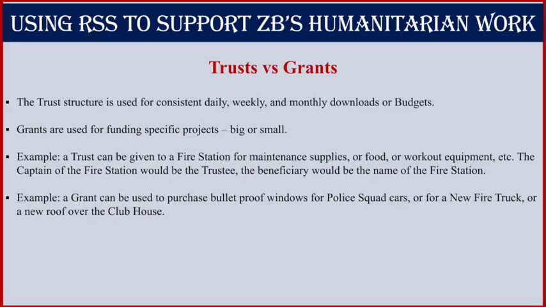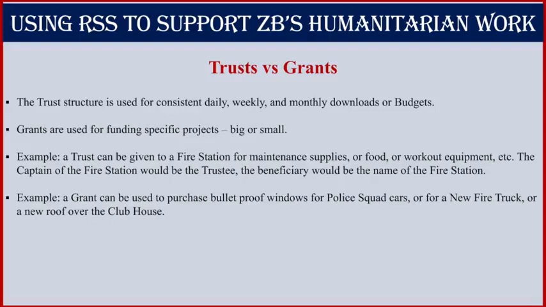So you got trusts and grants. A trust structure is used for consistent daily, weekly, and monthly downloads or budgets. Grants are used for funding specific projects, big or small. Example, a trust can be given to a fire station for maintaining supplies or food or workout equipment, etc. The captain of the fire station would be the trustee. The beneficiary would be the name of the fire station.